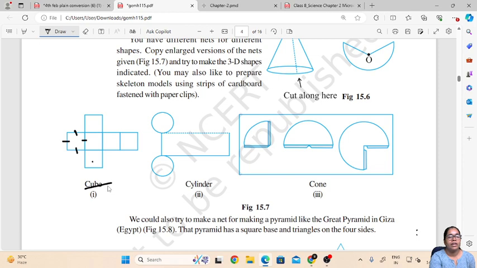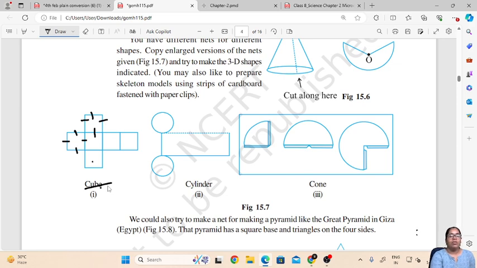So what you will get is a 3D shape of the 2D plane. When you fold a 2D plane, what you will get is a 3D shape. So this is the net of that 3D shape. And how do you come to know that it is a cube? Because all sides over here are equal, and when you fold this, you will get a 3D shape of a cube.